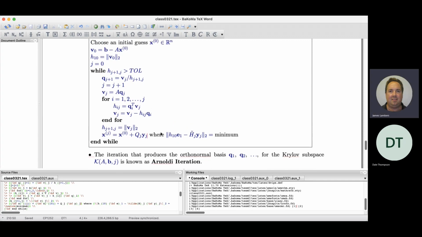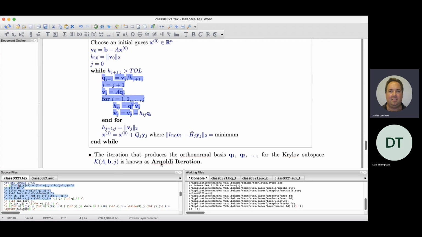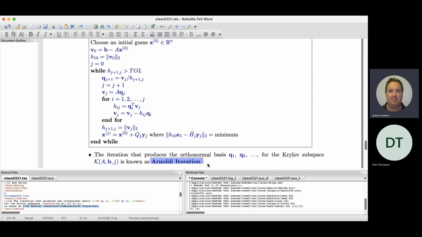Now, I should mention that the iteration that produces these Qs is called Arnoldi iteration. You can think of Arnoldi iteration as a generalization of Lanczos iteration to the case of a non-symmetric A.